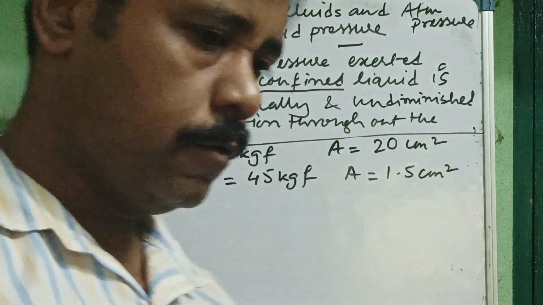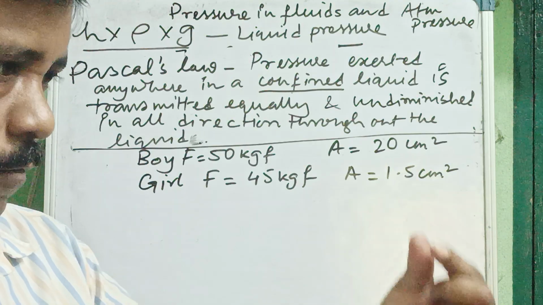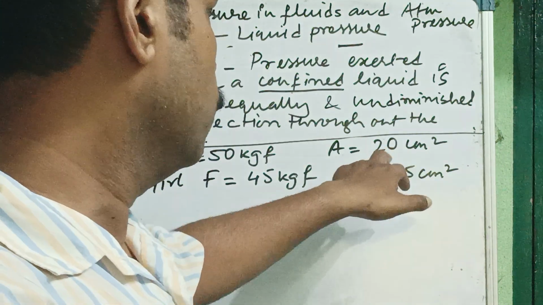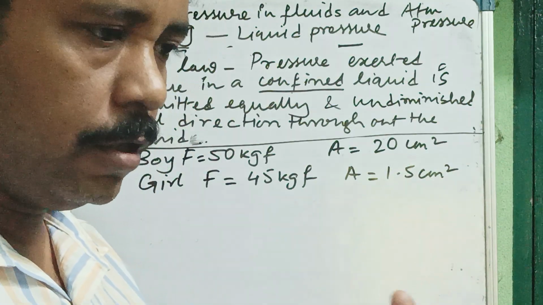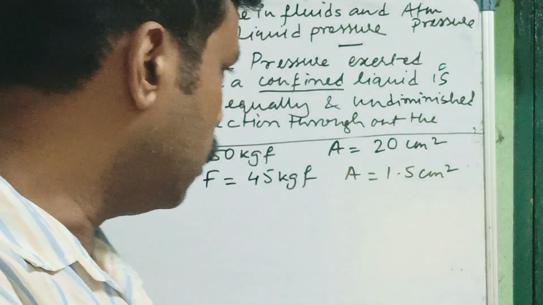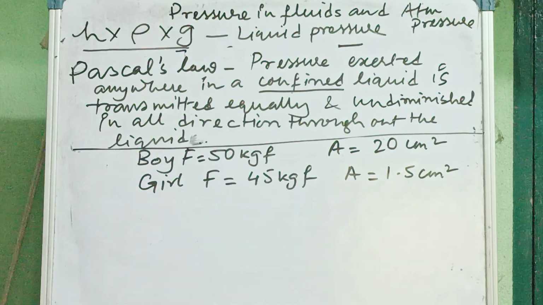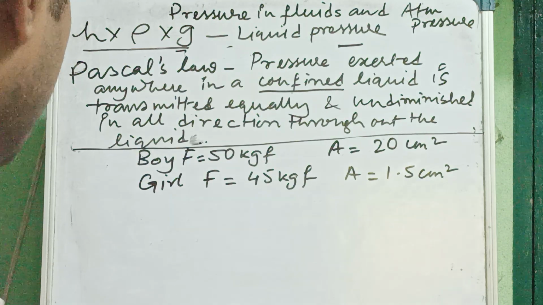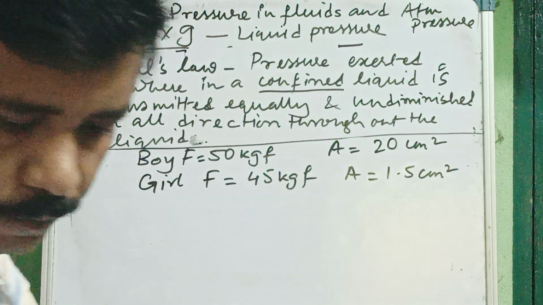So you know that the girl's heels have a minimum area and the boy's shoe heels have a maximum area. With a maximum area the pressure is distributed, and with a minimum area the pressure increases. So by this principle we can calculate who exerted maximum pressure on the ground.